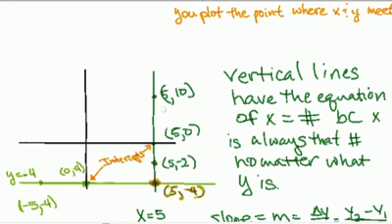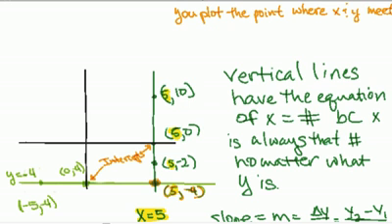Let's look at this vertical line of x equals 5. You see how at this point (5, 0), this is the x-intercept. That's where it touches the x-axis. (5, -2), or (5, -4), all those values for x are 5.